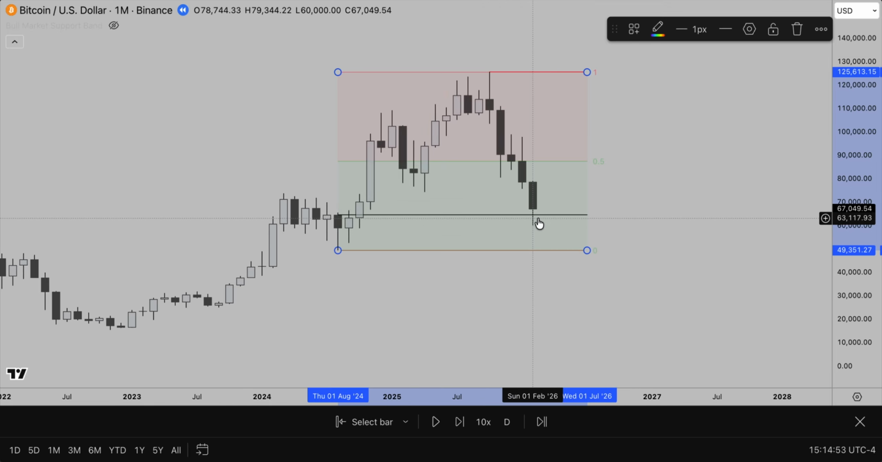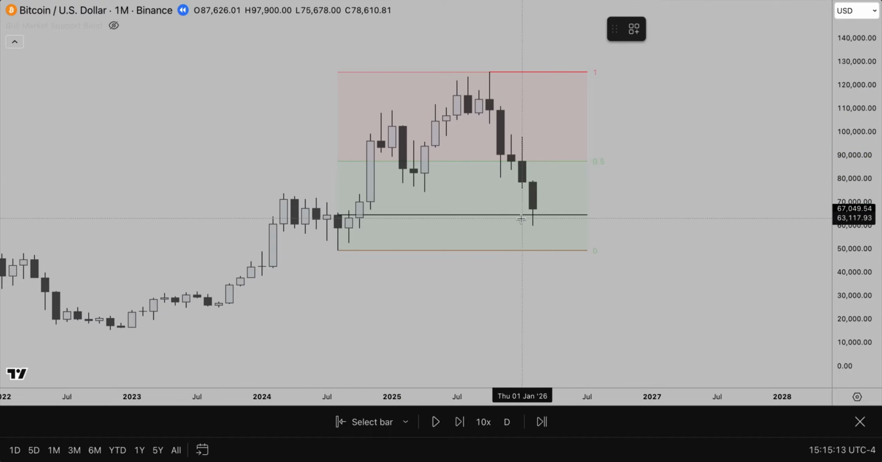But how do we know exactly where it's going to go? Because this is a very, very large area from 87,000 all the way down to 49,000. It's a very large area. So how do we know exactly where BTC is going to go? Now, this is where we need to understand liquidity. So what we can see is an order block down here.